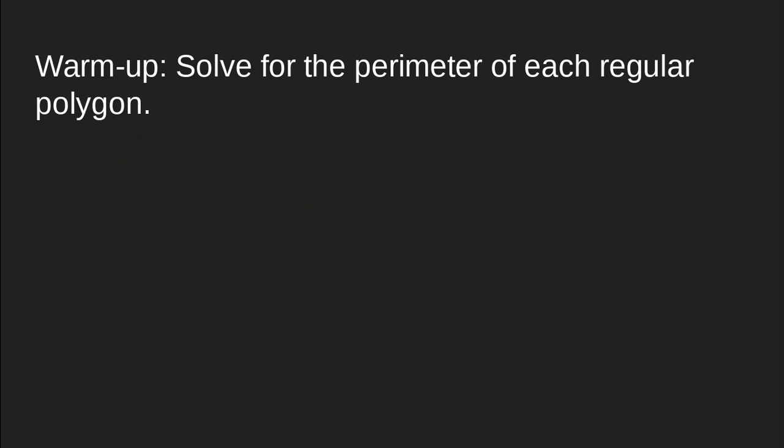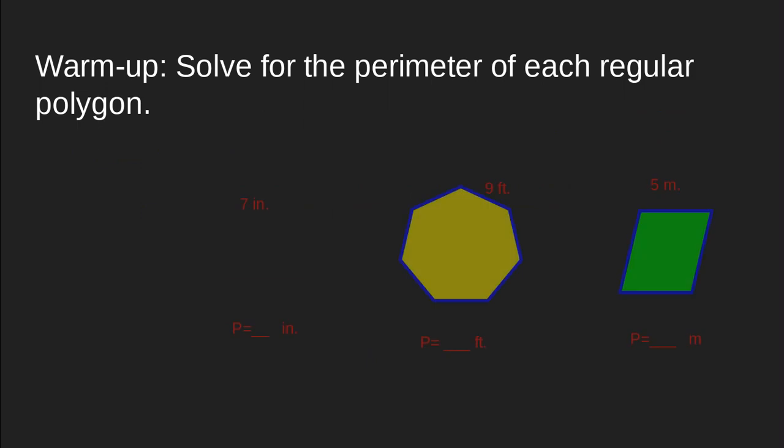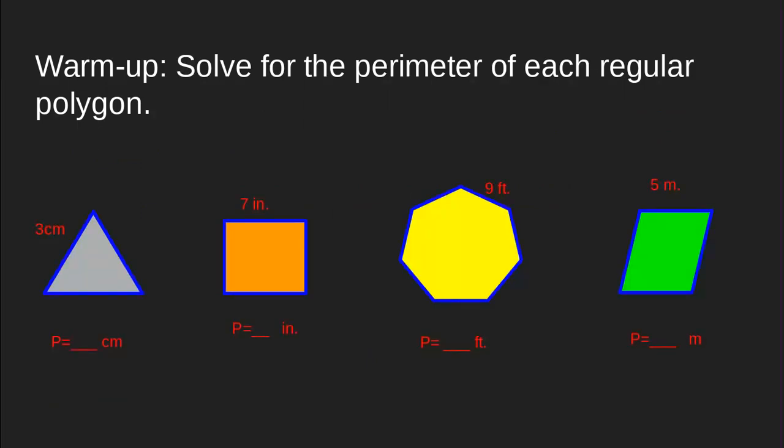This is a warm-up. Please solve for the perimeter of each regular polygon. Please pause the video. That way you can have time to do this on your own. When you are done solving for all perimeters, make sure that you unpause the video and you can check your work. If you have any questions, please let me know.